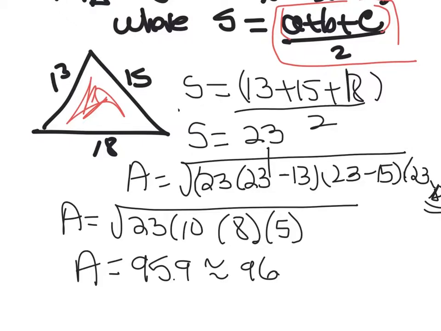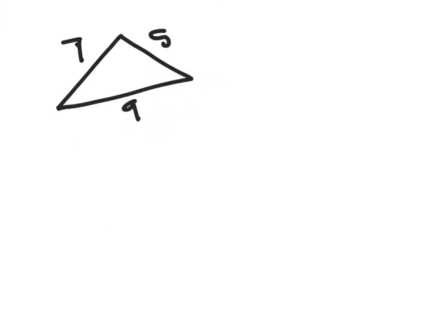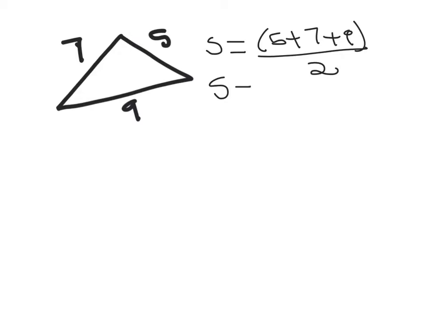Okay, let's do one more. Let's find the area of this. First of all, we're going to find the semi-perimeter. So we want to add 5 plus 7 plus 9 and divide that by 2. The semi-perimeter turns out to be 10.5.